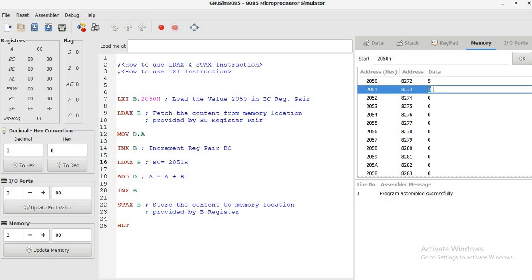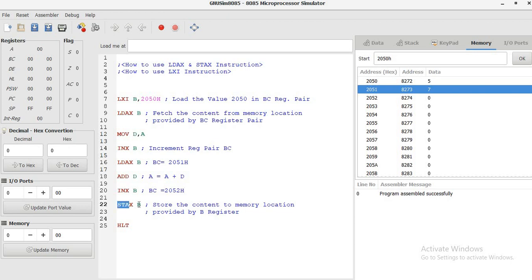So the 2051H location will be referred to and that content will be provided back to the accumulator. For example, again I am writing 7 over here. Now I am doing ADD D. It means the addition is going to be done between the accumulator and the D register. What is the value of the D register? The value from memory location 2050H. What is the value of the A register? It is the content provided by 2051H. The final answer will be stored in the accumulator. Now this is very important. I am again doing INX B. It means it will be incremented again and the value of the BC register pair will be 2052H in hexadecimal.